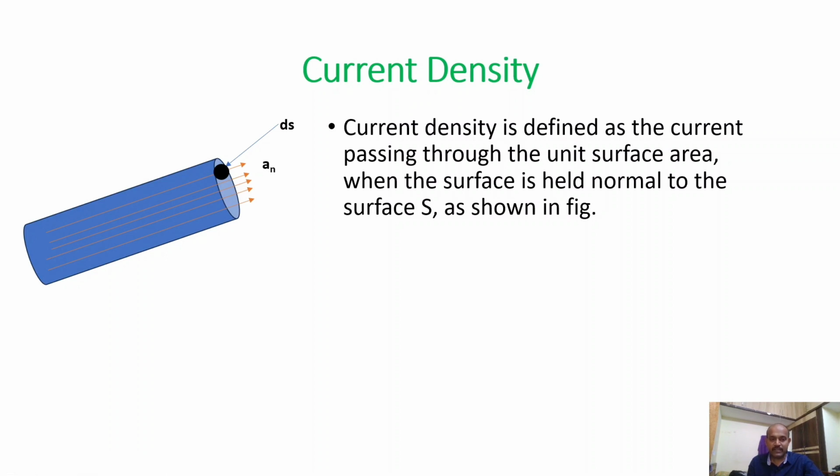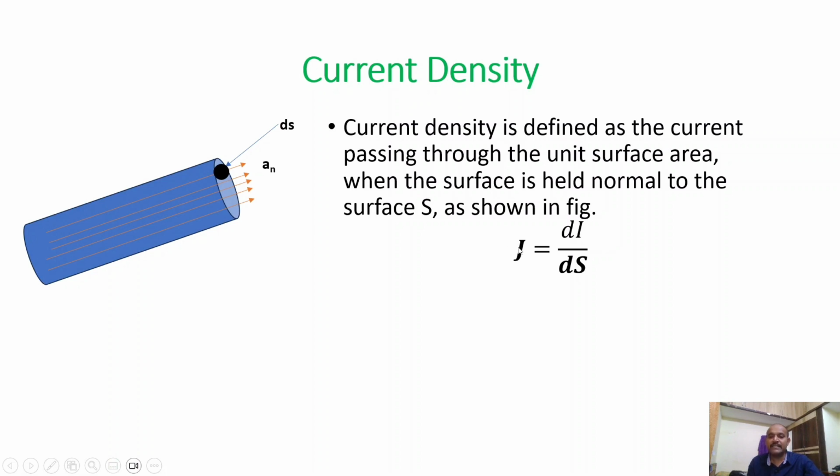For which I will consider a small differential surface ds. In this differential surface ds, let the current flowing through be di. So differential current passing through differential surface. According to surface current density, it is current per area, so that is di by ds. I have taken a small differential surface, and in this differential surface the current is di. Therefore, current per differential surface, I call it the current density.